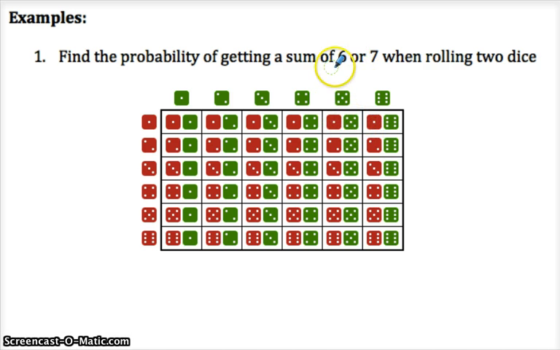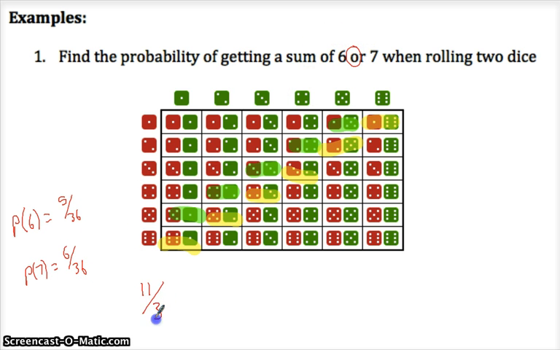Probability of rolling a 6. I'm just going to find them all here. There's a 6, there's a 6, there's a 6, there's a 6, there's a 6. Of course, these are green on top of green dice. And here's all the 7s right here. Probability of rolling a 6 was 5 out of 36. Probability of rolling a 7 was 6 out of 36. And since this is or and it's mutually exclusive, we can just add them up. 6 or 7 happens 11 out of 36 times.